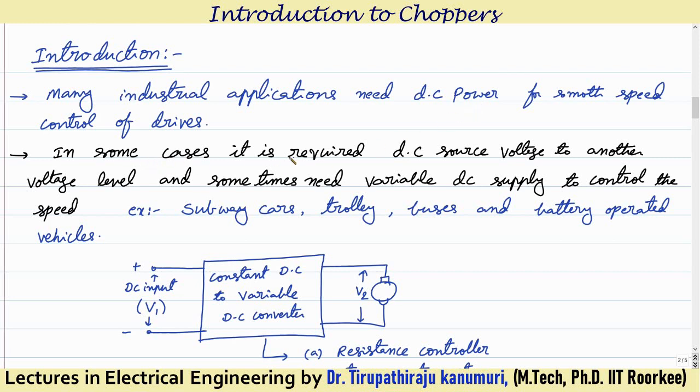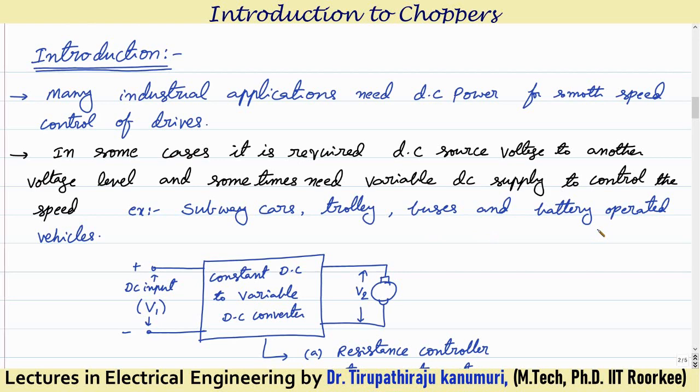Also, in some cases it is required that the DC source voltage should be at a different voltage level compared to the input voltage level. For example, if you see your computer, different equipment in your computer need different voltage levels. So there we go for the SMPS and these types of devices where we need different DC voltages, and sometimes we need a variable DC supply to control the speed. The examples are subway cars, trolleys, buses, battery operated vehicles.